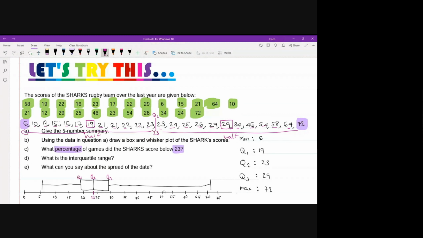No, you're absolutely correct. Yes, it splits the data in half. So now they're asking us, what percentage of games did the Sharks score below 23? And now we know that 23 is our Q2. So if our Q2 has split our data in half, what percentage lies in that direction? If it's half of the data.